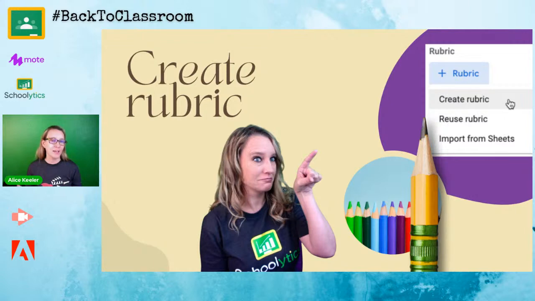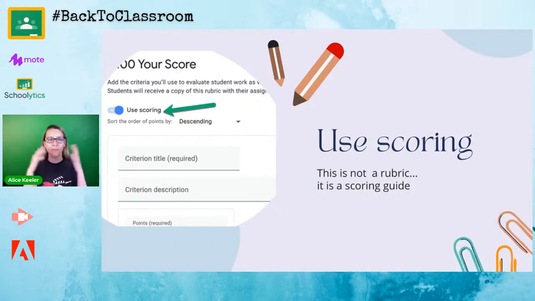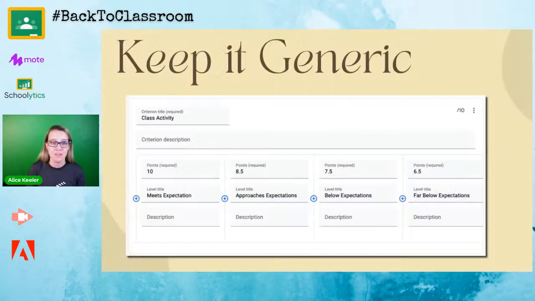And I'm going to show you how to do it. And then I'm going to show you an alternative so you don't have to do it that way. So when you click on rubric and you click create rubric, it's going to bring up this option, and it defaults to use scoring. So it defaults to a scoring guide rather than a rubric. And we are looking at this specifically. We are using scoring.